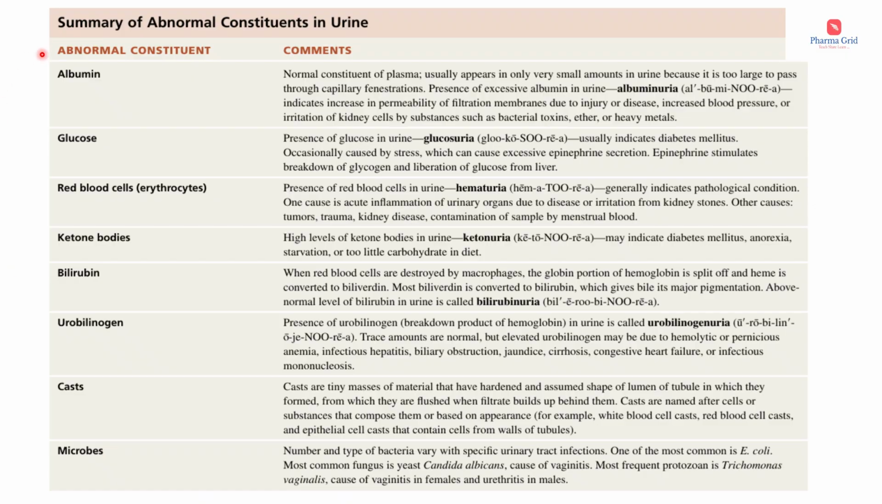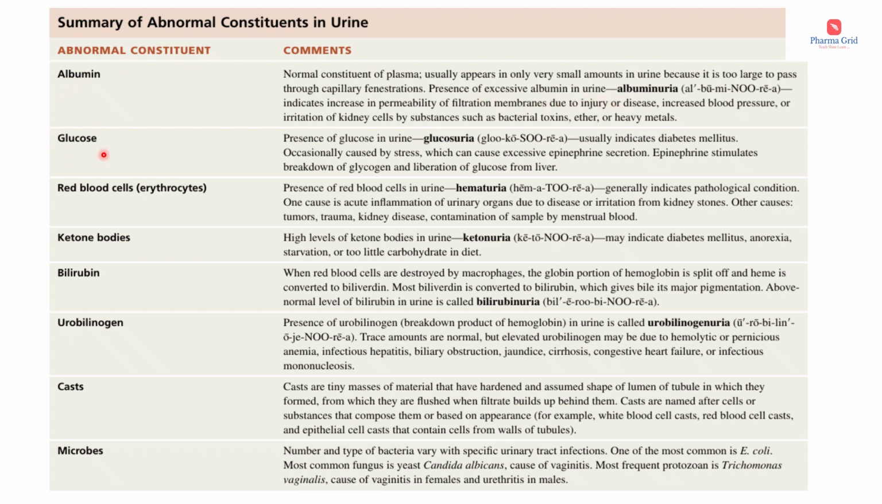In this slide, you can see some of the abnormal constituents in urine. So albumin is a normal constituent of plasma. It usually appears in only very small amounts in the urine because, due to its large size, it cannot easily pass through the capillary fenestrations. So the presence of excessive albumin in urine is known as albuminuria.